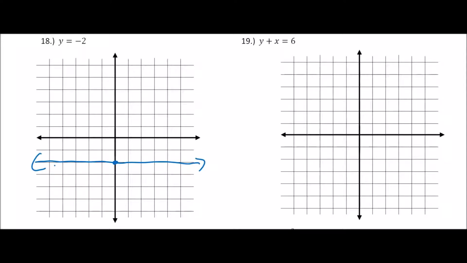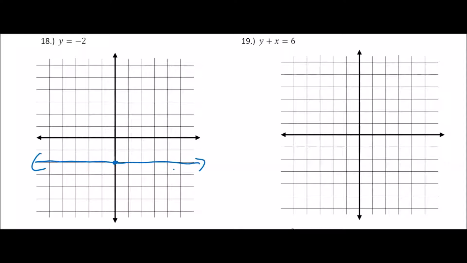And again, the reason y equals negative 2 makes sense as a horizontal line is look at each of these ordered pairs. This one is 0, negative 2; 1, negative 2; 2, negative 2; 3, negative 2; 4, negative 2. The y value is always negative 2. That's what happens when you graph a horizontal line. We get a y value that remains constant.